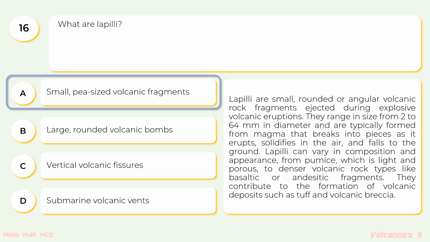Lapilli are small, rounded or angular volcanic rock fragments ejected during explosive volcanic eruptions. They range in size from 2 to 64 mm in diameter and are typically formed from magma that breaks into pieces as it erupts, solidifies in the air, and falls to the ground. Lapilli can vary in composition and appearance from pumice, which is light and porous, to denser volcanic rock types like basaltic or andesitic fragments. They contribute to the formation of volcanic deposits such as tuff and volcanic breccia.